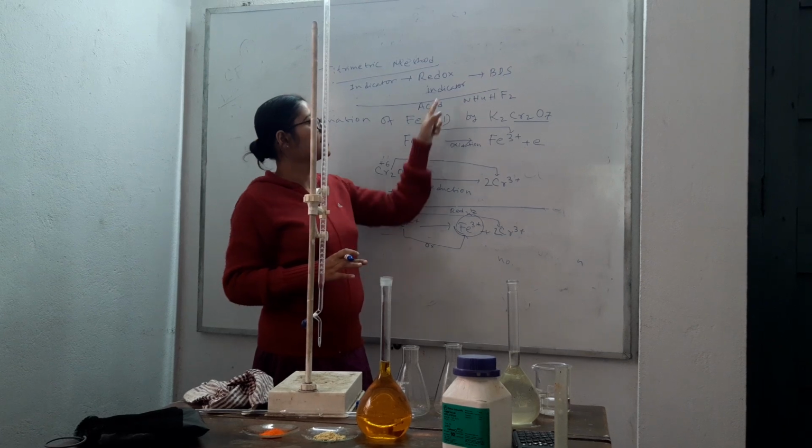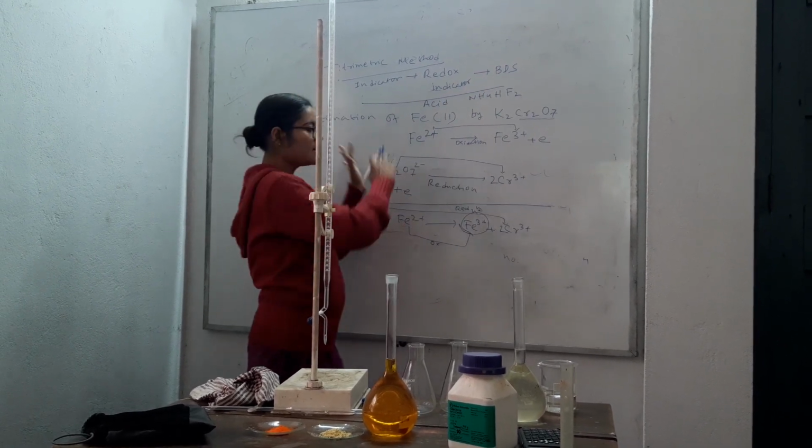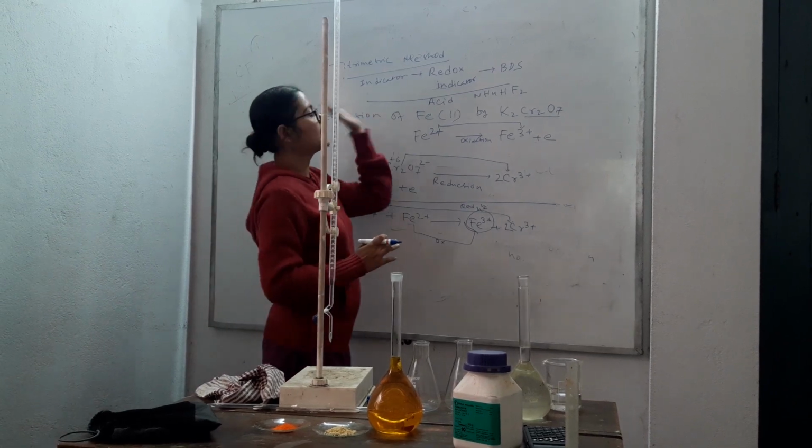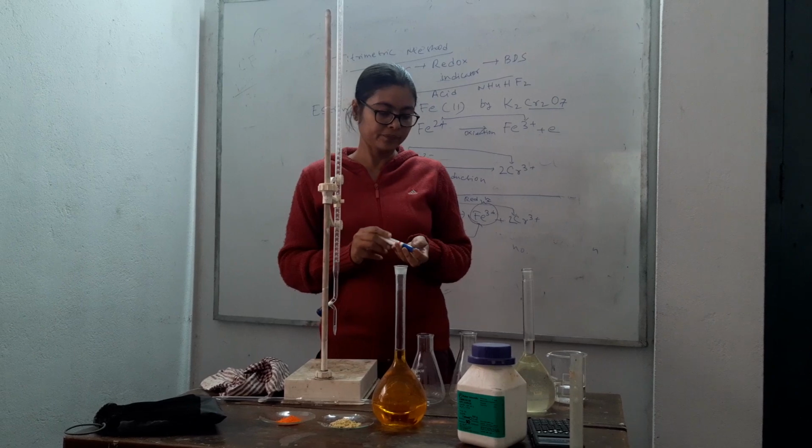And number 3 is the indicator, that is the BDS indicator. Okay. So this is our work. We are going to do the titration. So let's start the titration.